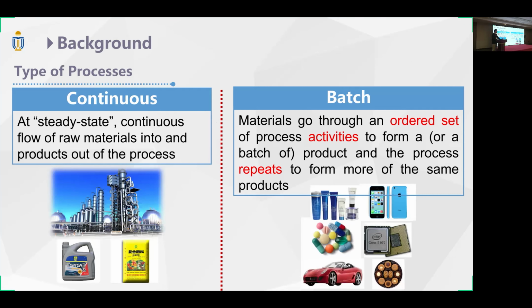This should be very quick. Most people in PSE areas are chemical engineers, so I have these slides here mostly for control people. Chemical processes can be divided into two types, continuous and batch. Batch has its own natures. One of the important natures is that the process goes through an ordered set of activities. And also, more importantly, this process repeats itself.